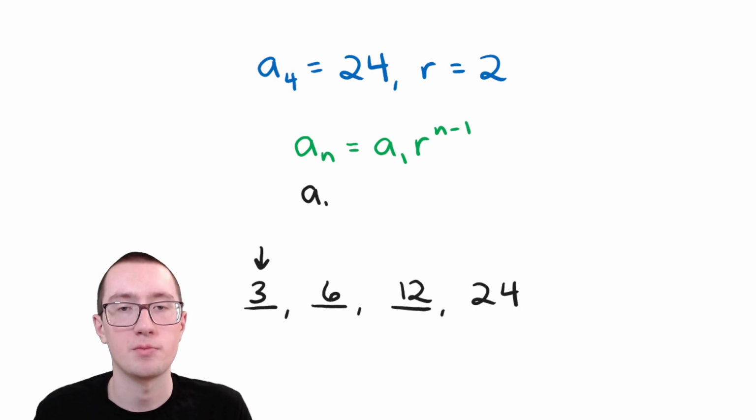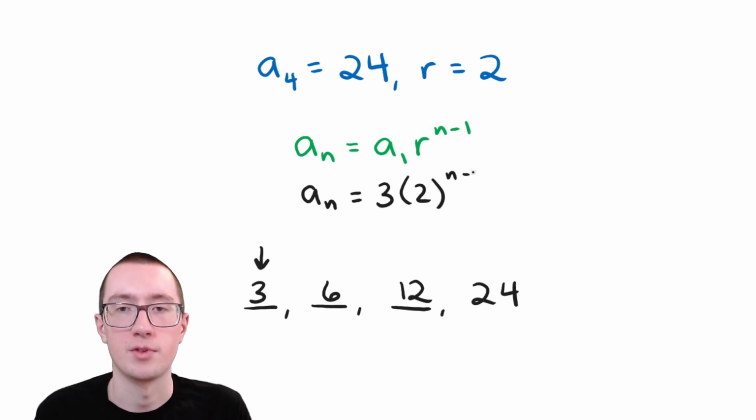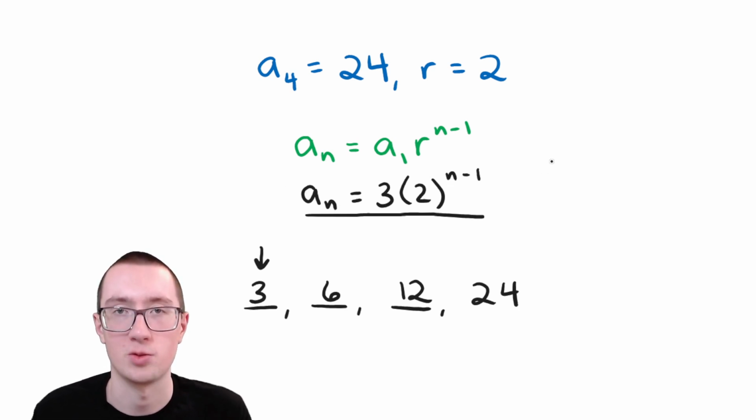So remember that a sub n is going to stay the same. A sub 1 is just our first number, which is 3. R is just the number we're multiplying by each time, which we already know is 2. And then the n minus 1 is going to stay the same. This is our final equation of our geometric sequence: a sub n is equal to 3 times 2 to the n minus 1. So there you go. You now know how to find the equation of any geometric sequence.